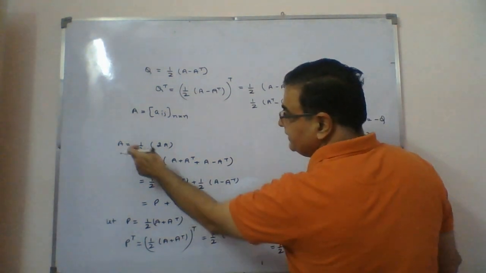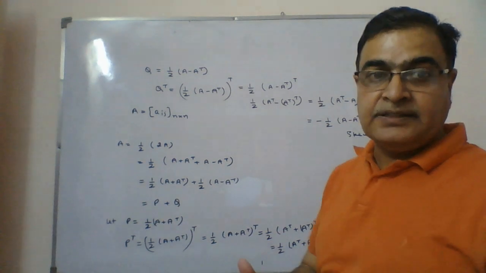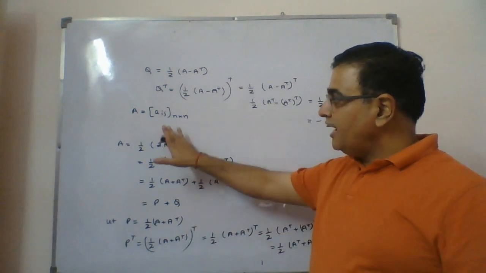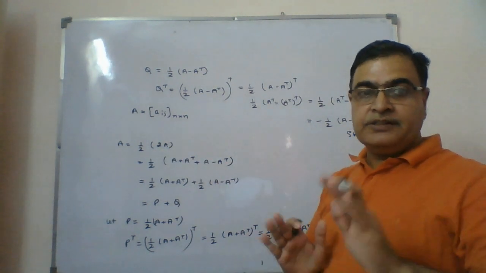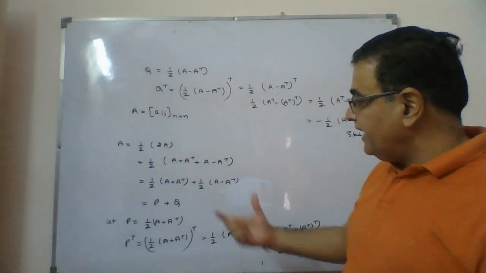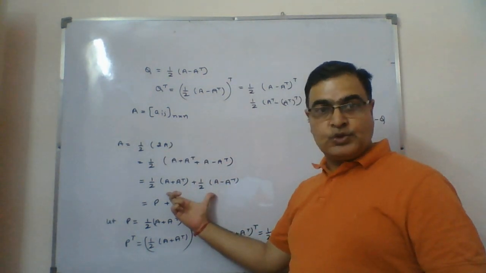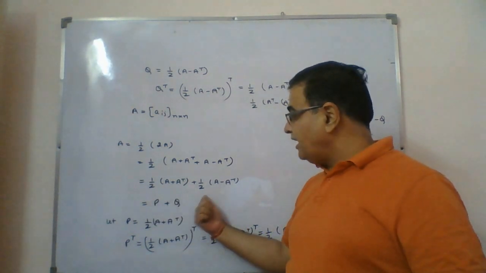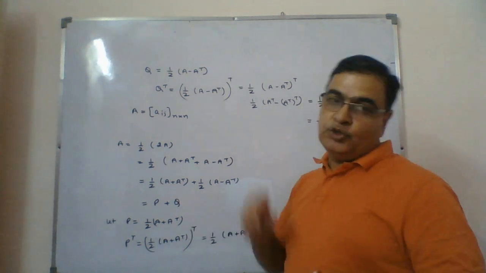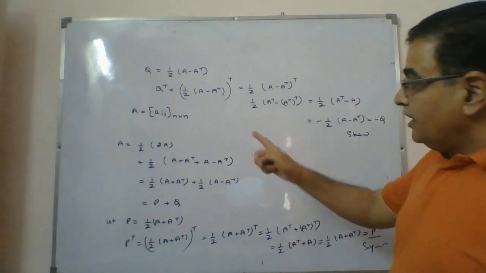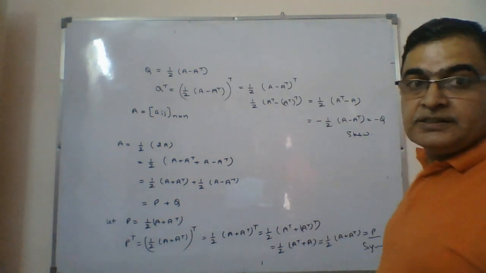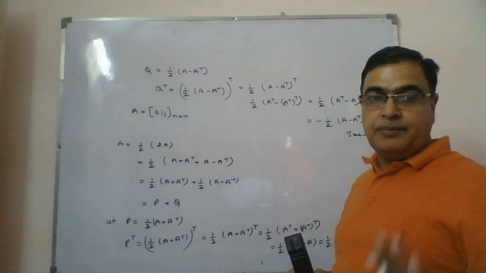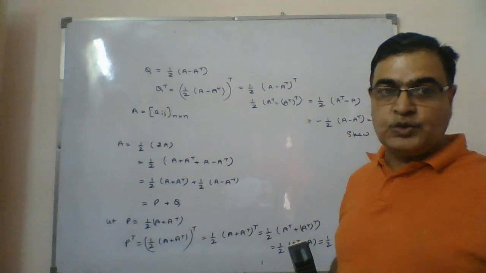So that means yes, A can be expressed as a symmetric and skew symmetric matrix. Every square matrix A can be expressed as the sum of symmetric and skew symmetric. What will be the symmetric part? Half of A plus A transpose, and half of A minus A transpose will be the Q matrix. Now, one more thing they can ask, is it uniquely expressed, meaning this is the only way we can express the matrix as a sum of symmetric and skew symmetric.